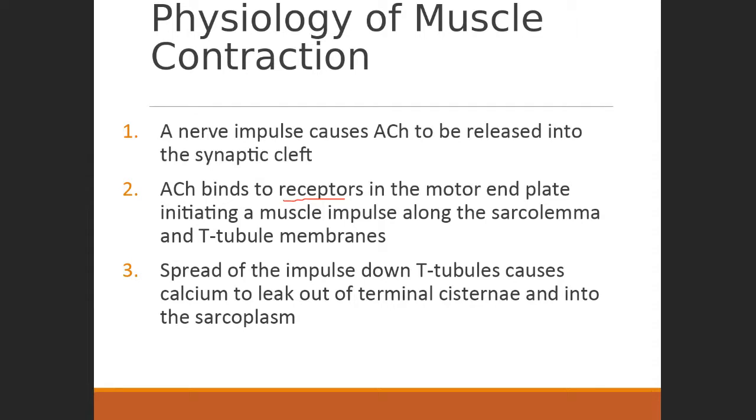That change in voltage will move along the sarcolemma, and it's going to meet these transverse tubules. Remember those extensions of the membrane that extends deep into the cell? Down those transverse tubules, we have calcium voltage-gated channels. Calcium enters the cell, results in calcium being released from the terminal cisternae and the sarcoplasmic reticulum into the sarcoplasm.